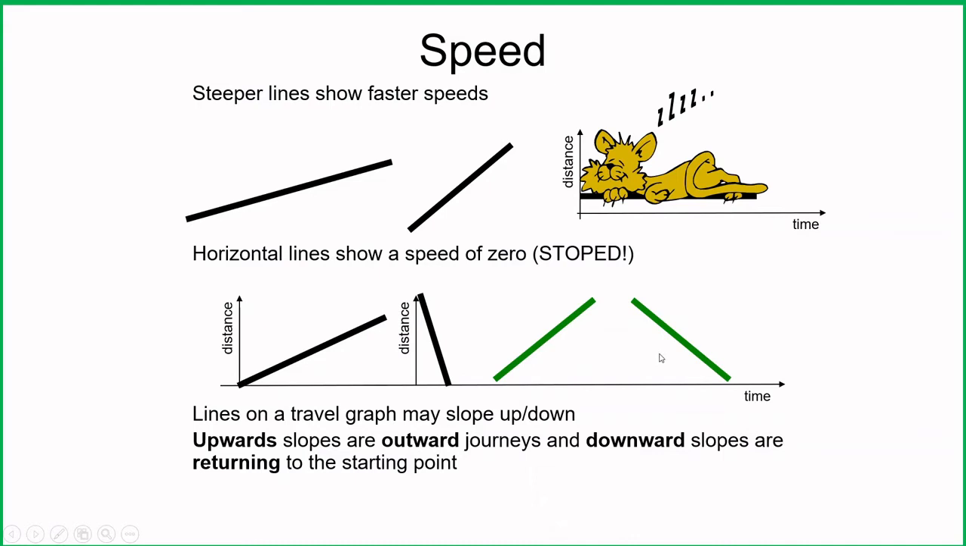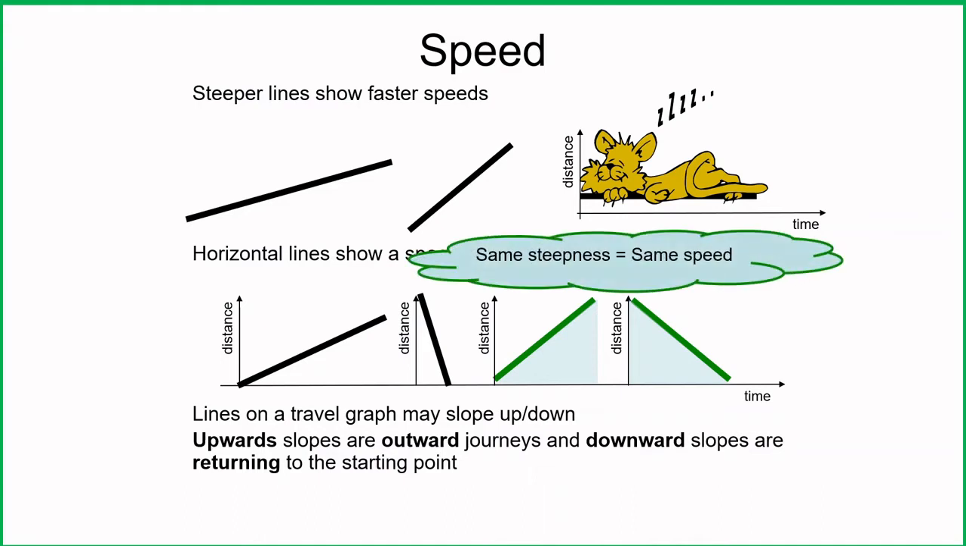These two green lines are quite interesting because they show the same amount of distance being traveled. And if you look closely, it's the same amount of time that it takes as well. These two green lines show an equal speed. It's simply that one speed is working away from home and the other one is returning back home.